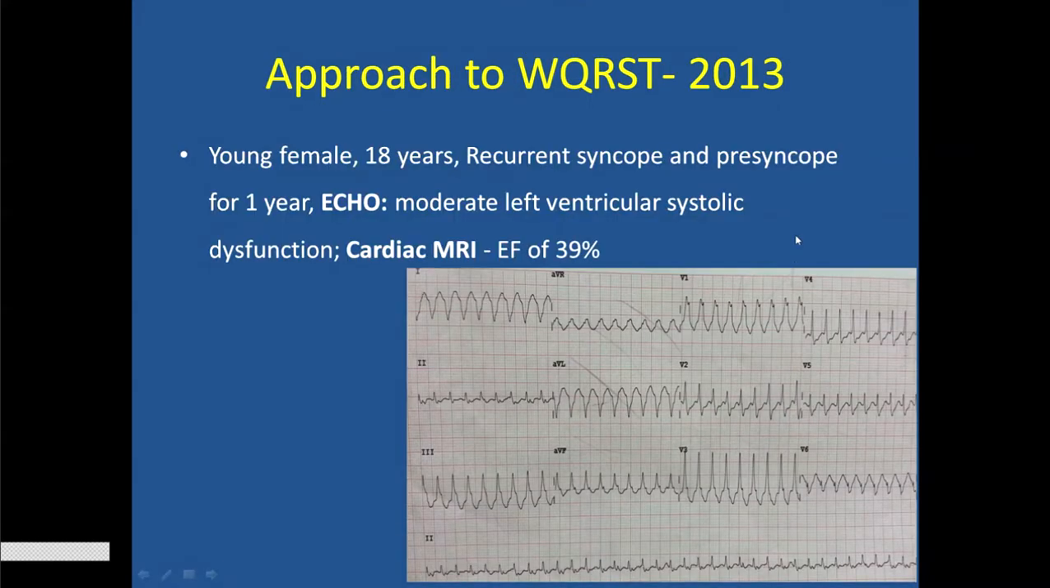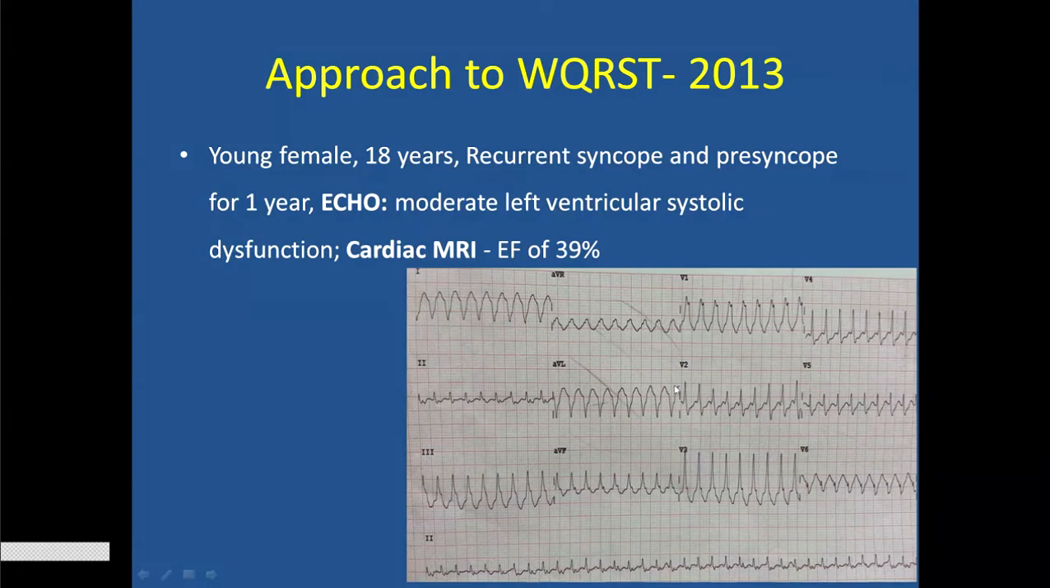Now, approach to wide QRS, another clinical scenario. This lady is a young girl, 18 years old, with a few more ECGs. I hope it's okay. So, an 18-year-old girl presented to me in 2013 with recurrent syncope and pre-syncope for 1 year. Not diagnosed, and echo showed moderate LV systolic dysfunction.